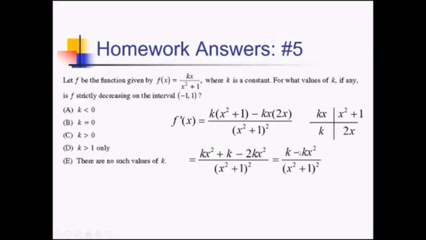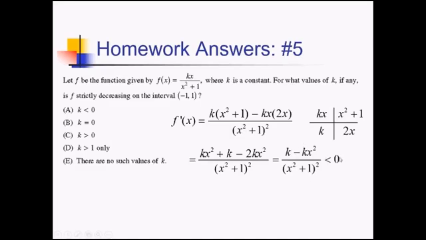Okay, now that we did all that algebra, we want to figure out where this derivative is negative, is less than 0. Now, this might seem a little bit tricky because we have two unknowns. We have x, of course, and then k. I mean, it's constant, but we don't know what constant it is. And here's all our options.